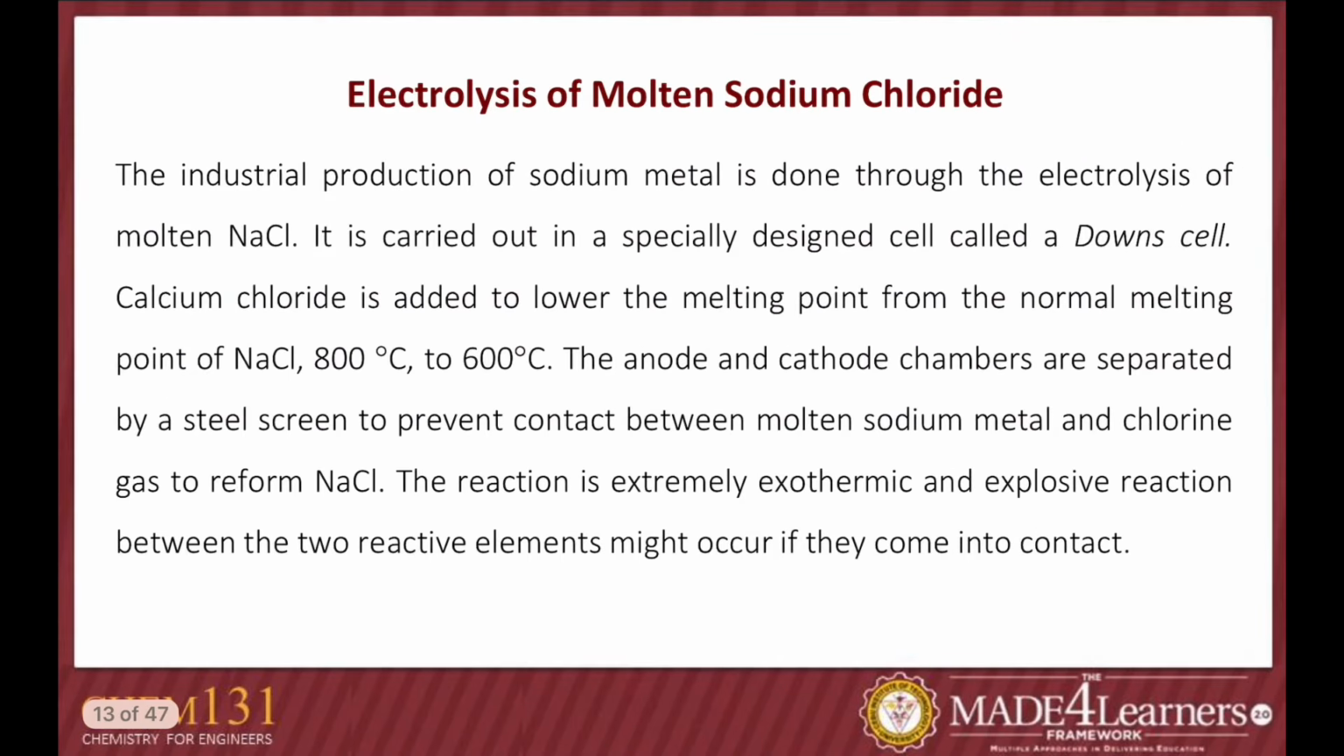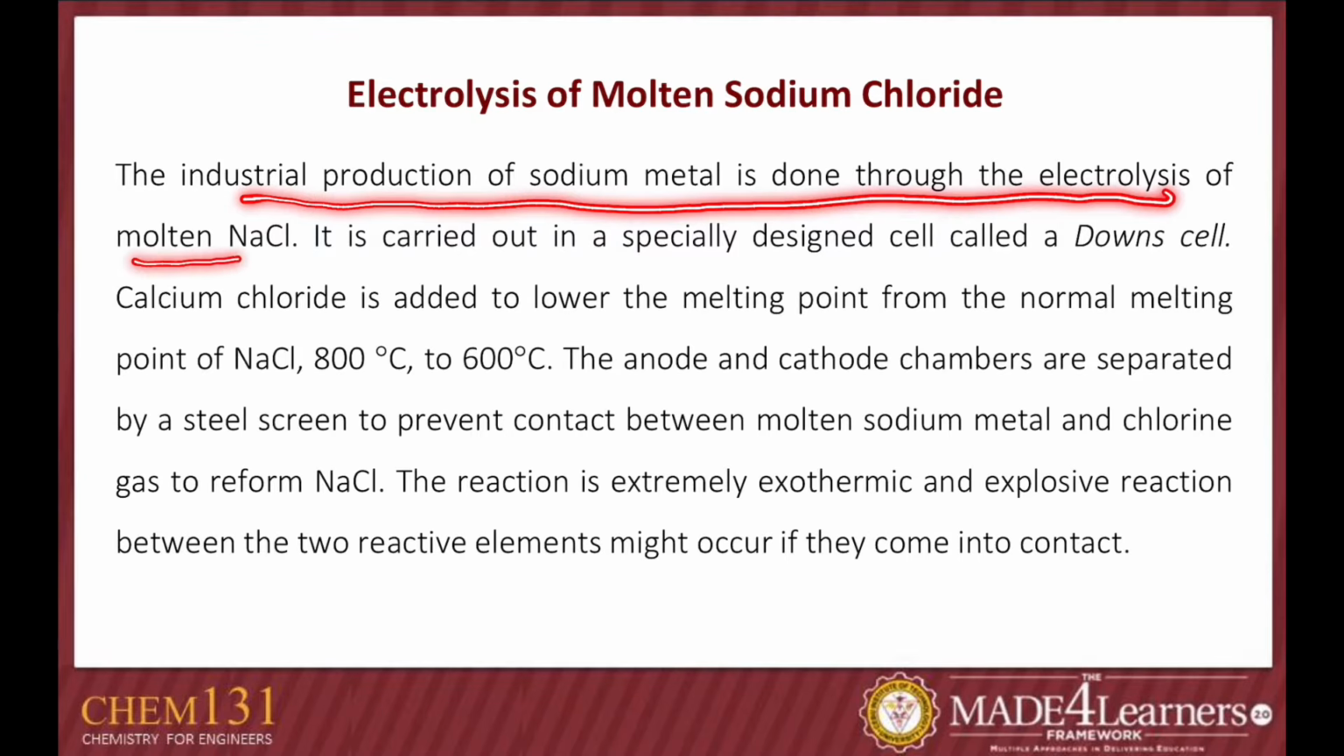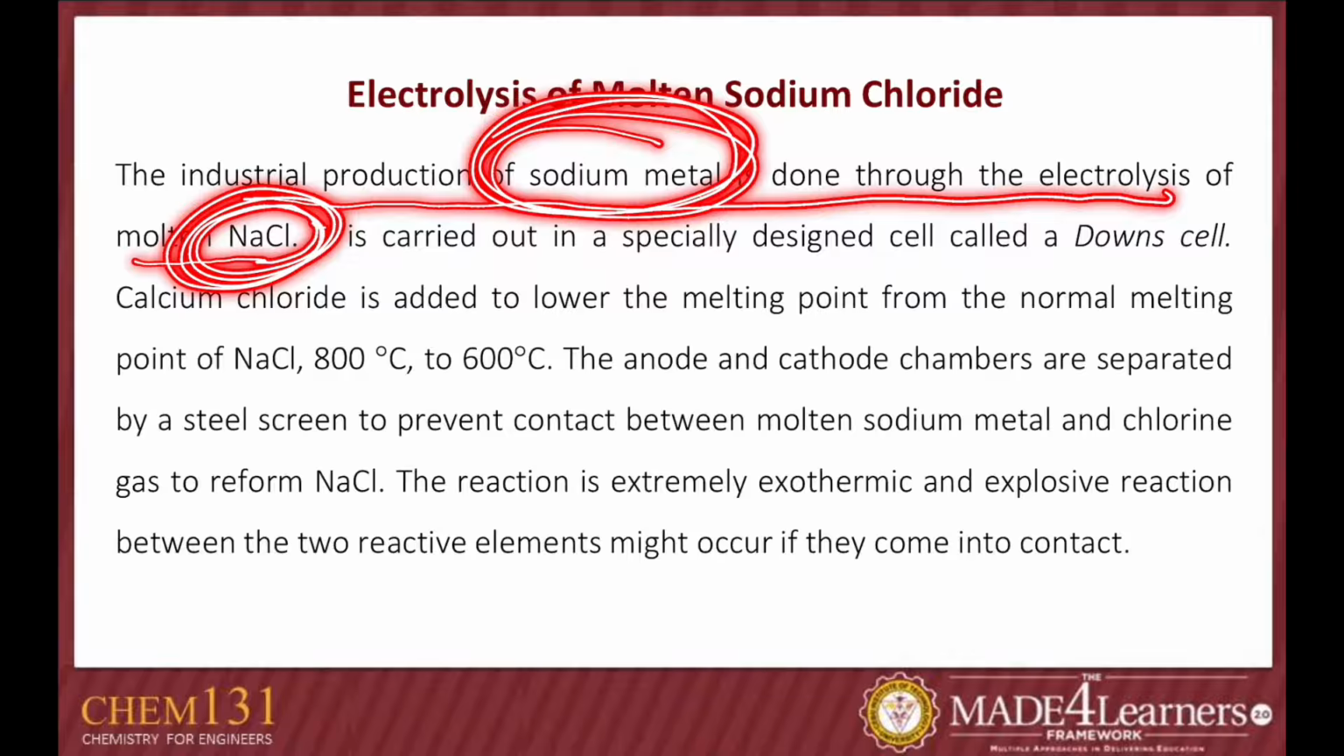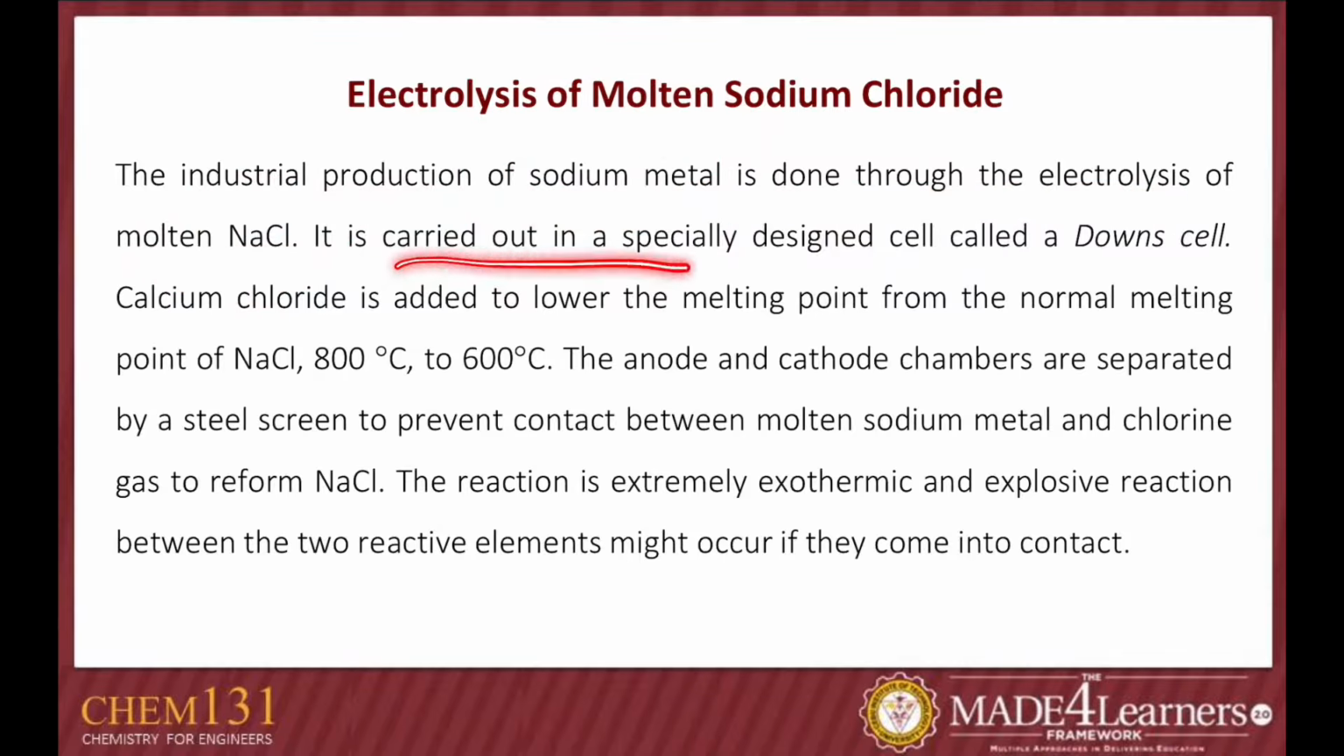So, in example, we have here a molten sodium chloride. The industrial production of sodium metal is done through the electrolysis of molten sodium chloride. So, diba? Asin siya nga gimelt and makaproduce siya og sodium metal. So, imagine that. So, it is carried out in specially designed cells called Downs cells or a Downs cell.